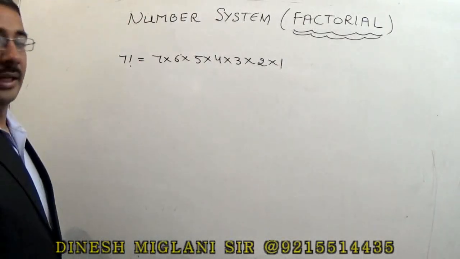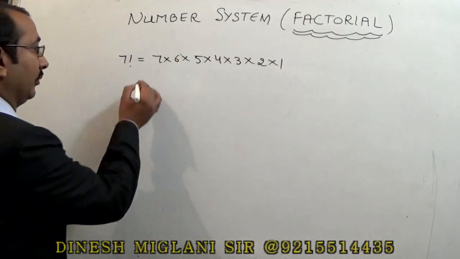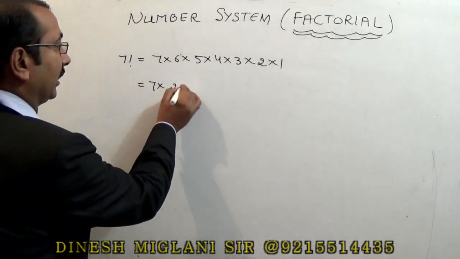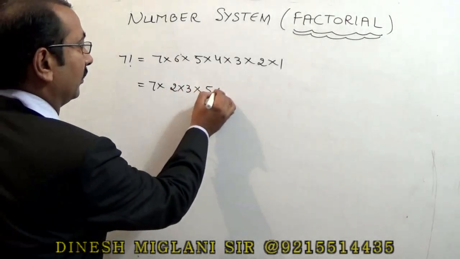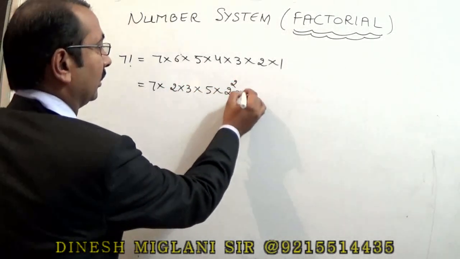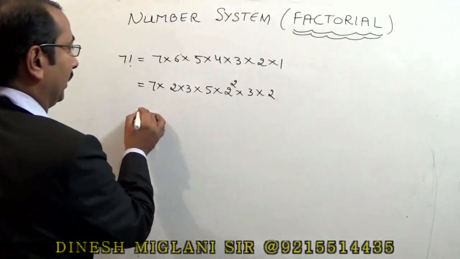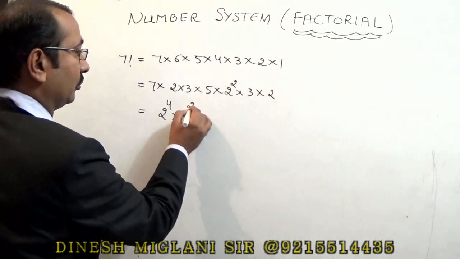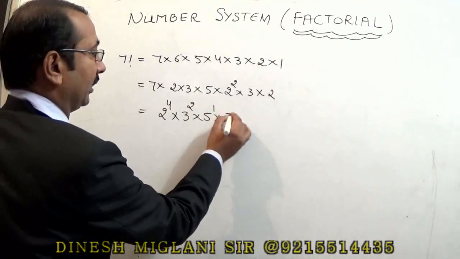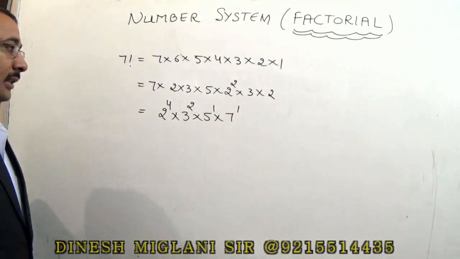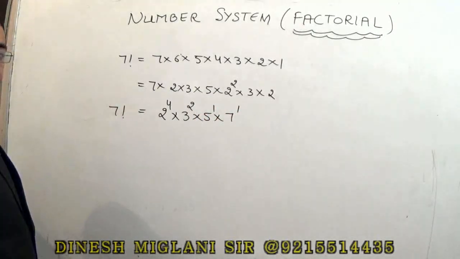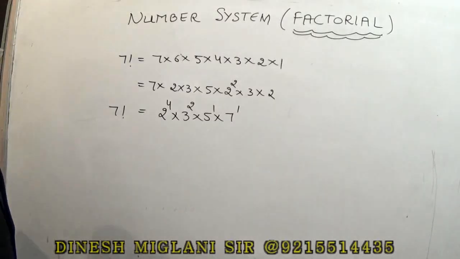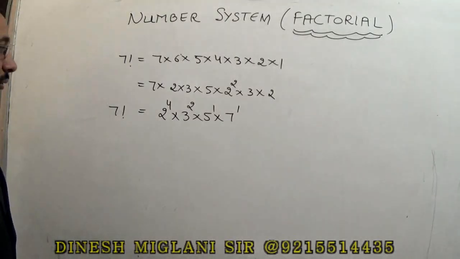When we make the prime factorization of the number, we say it as 7 into 6 would be taken as 2 into 3, 4 would be taken as 2 square, 3, 2. Here I can say 2 raised to power 4, 3 raised to power 2, 5 raised to power 1 into 7 raised to power 1. This is known as 7 factorial, right? Now, a number of questions can be asked on this.